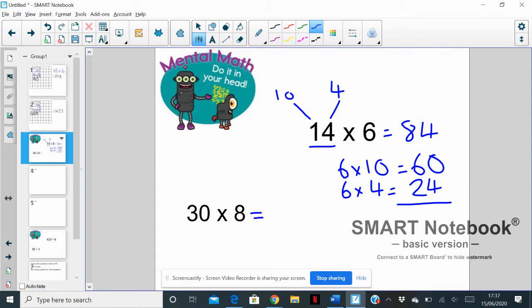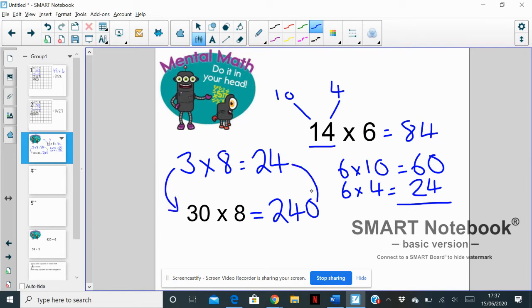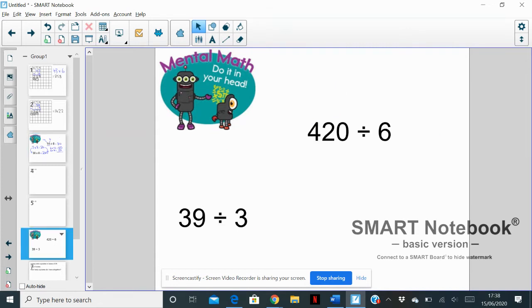Here, we could use an "if I know" fact. I know that 3 times 8 is equal to 24, which means that 30 times 8 is going to equal 240, because I've got one of my factors which is 10 times as big, which means my answer will also need to be 10 times as big. So those are the situations where we might be able to solve some multiplication calculations in our head.